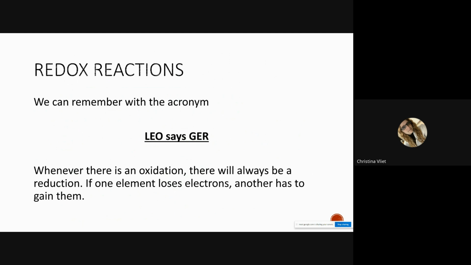And then there's another one that people like called OIL RIG. OIL RIG is: oxidation is losing, reduction is gaining. This is definitely a place where acronyms are used a lot, because otherwise it's easy to get confused with redox. Like I said, with electrons, because everything's negative, everything's going to be the opposite of what you usually think.